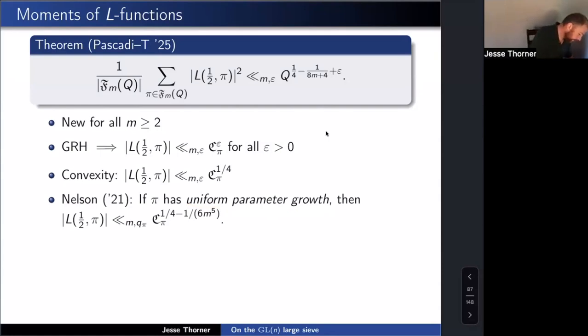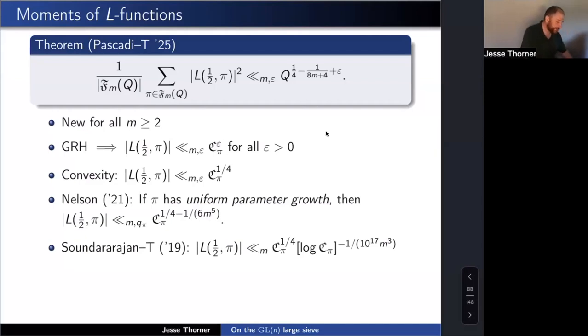then we obtain only a small power savings over the convexity bound. This is quite a small savings as m gets large, but this savings obviously is very, very hard fought. And if I don't want to assume parameter growth, then all I can do is save a small power of the logarithm of the analytic conductor of pi over the trivial bound.